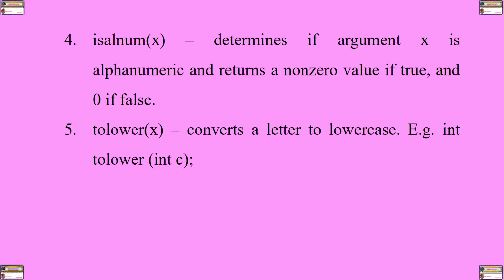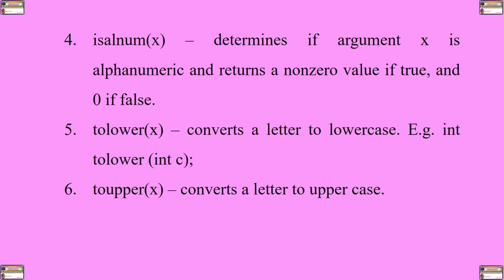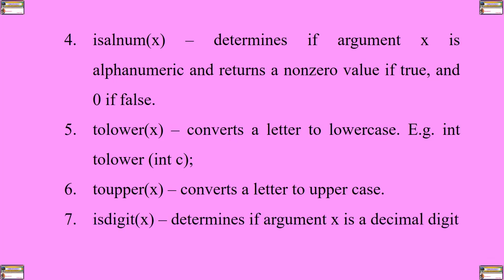For example, if you write int tolower, then int c, it will return the value, but in lowercase. If you write toupper, it converts a letter to uppercase. isdigit determines if the argument passed into it is a decimal digit, and there are others.